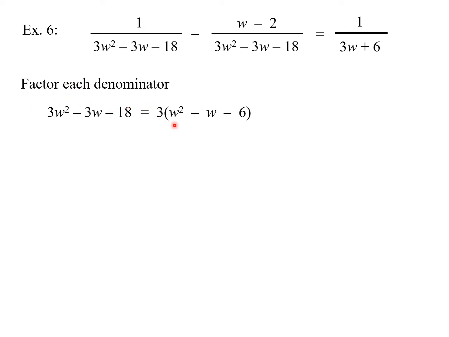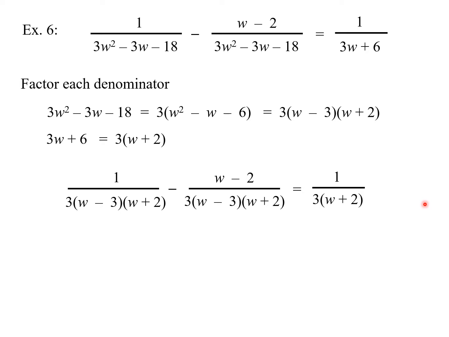the 3 first. I get w squared minus w minus 6, which can factor down to quantity w minus 3 times the quantity w plus 2. Okay? All right, that's this denominator factored and this denominator factored. And then this denominator factored, I can just factor out a 3, and I get 3 times w plus 2. So we can rewrite this example to look like this.